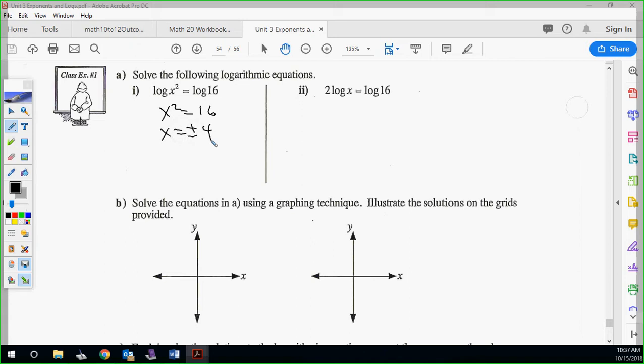And when you plug in plus or minus 4, it works for both, right? Because the x squared makes that positive. So both answers work. I don't really need to plug those in. Is that okay? 4 squared is 16, negative 4 squared is 16. So it's going to be okay either way.